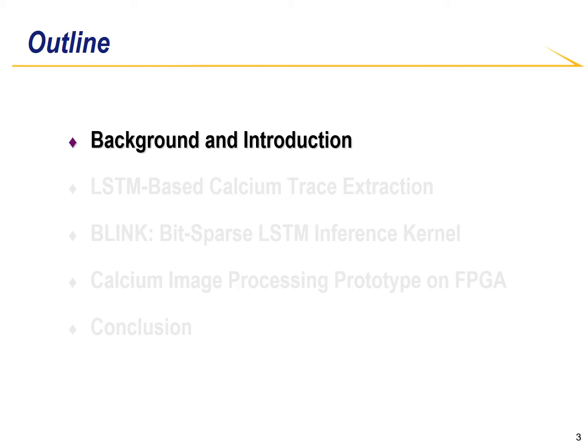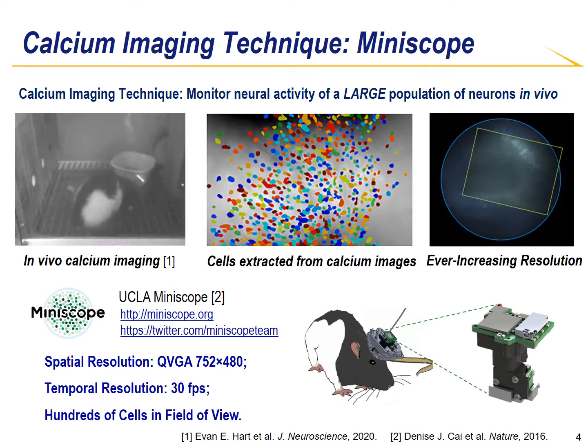First, let's look at the research background. Calcium imaging is an emerging technique that can be used to monitor neural activity of a large population of neurons in vivo. The UCLA Miniscope is such a miniaturized calcium imaging microscope that can be implanted at a certain brain region of a running rat or mouse while the animal is performing all kinds of behavior tasks.